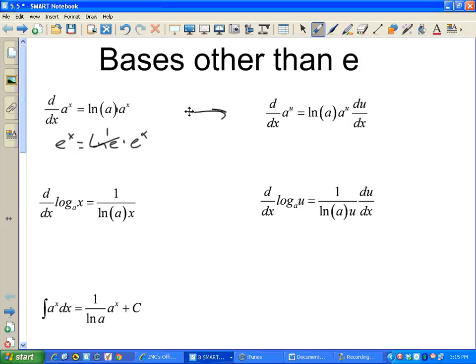We could think of it in terms of u also. So if I have a to the u, so a to some power other than just an x, this could be any function. This could be a trig function or a polynomial function, anything. You're still going to have the same thing. You're going to take the natural log of your base, times what you originally had, and then times the derivative of the exponent. Which is basically the chain rule again.